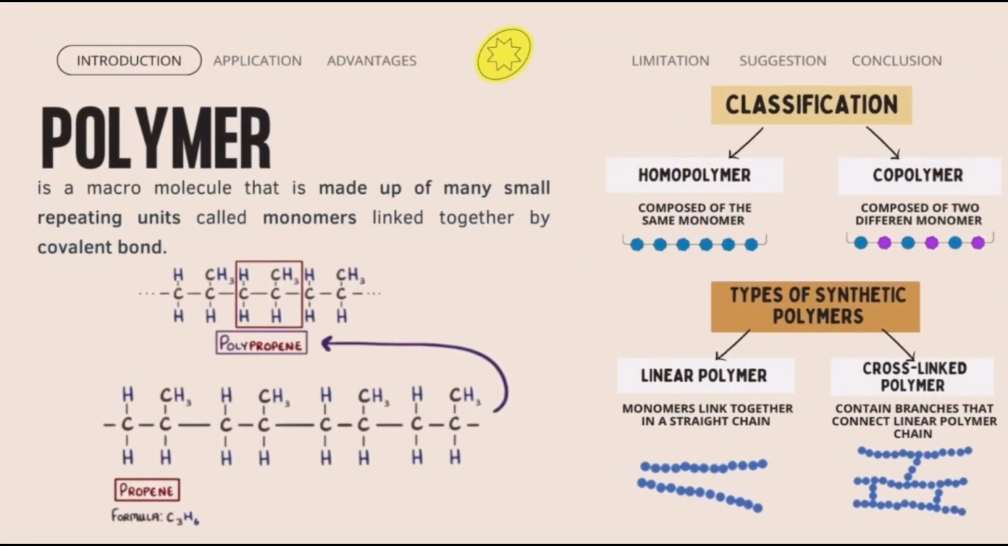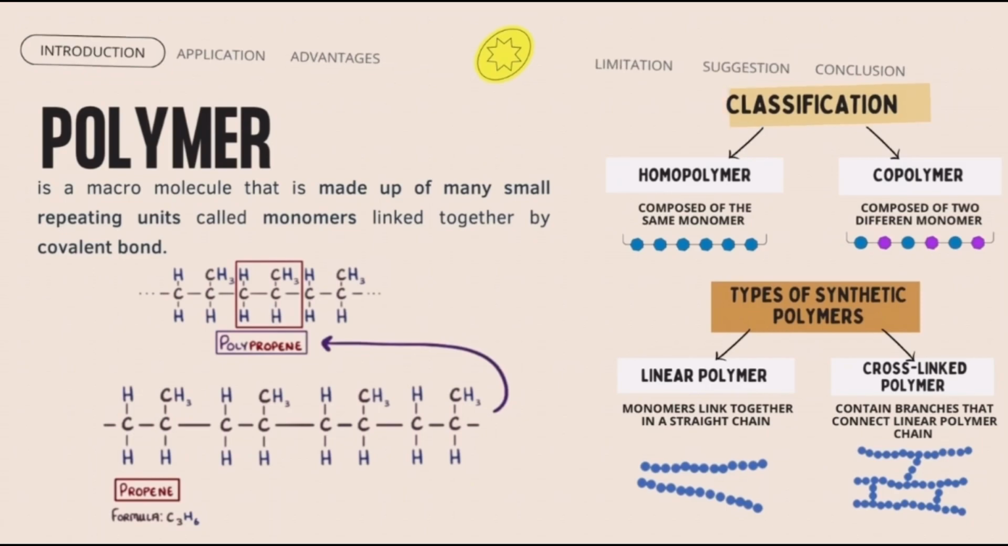A polymer is a macromolecule that is made up of many small repeating units called monomers linked together by covalent bonds. There are two classes of polymer, which are homopolymer that is composed of the same monomer, and copolymer, which is composed of two different monomers. Next, there are two types of synthetic polymer, which are linear polymer, where the monomers are linked together in a straight chain, and cross-linked polymer, which is a polymer that contains branches that connect linear polymer chains.